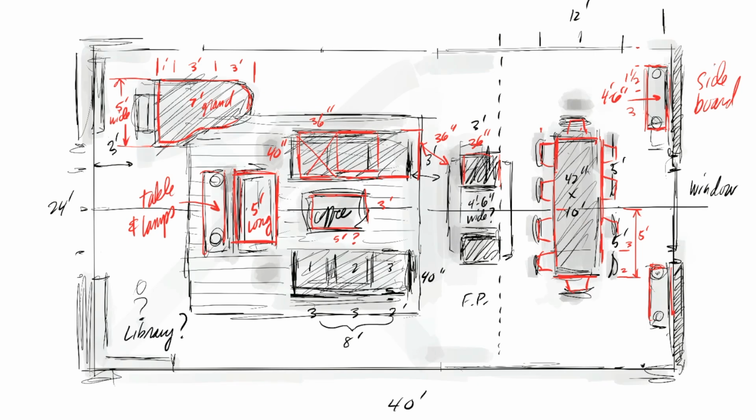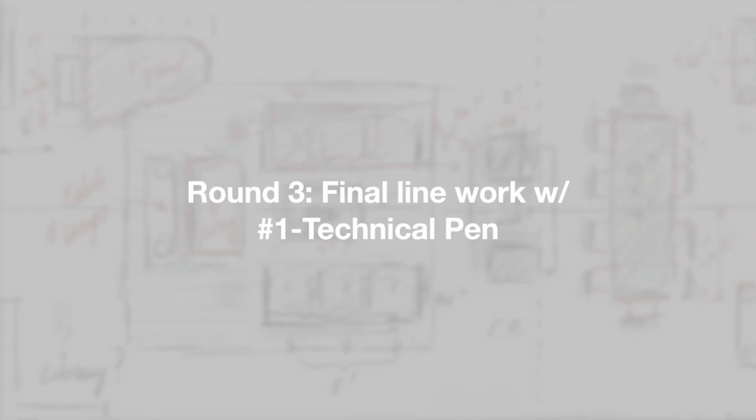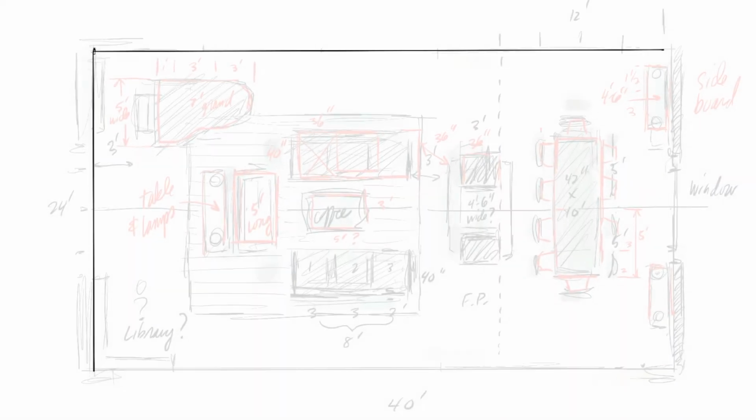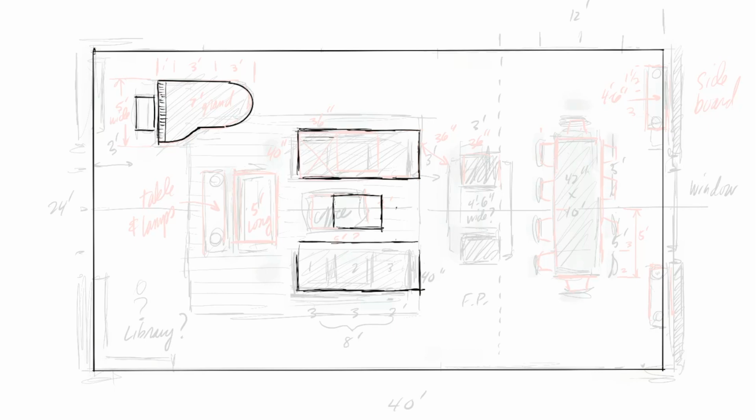So now I'm going to come in with a final line work using the number one technical pen, and I'm going to combine some straight lines, but pretty much stay with this freehand line approach. Very scratchy lines. They're not pretty. They're not meant to be pretty, but they are getting the job done, and they're allowing me to behave in a very intuitive way and really make some progress with this design.